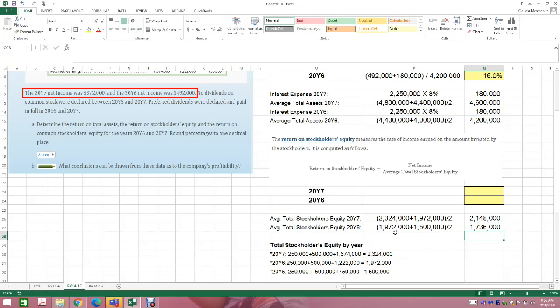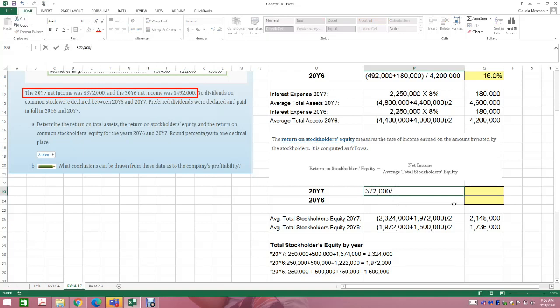Okay, so now I calculated my average total stockholders equity. Remember, when we're calculating an average, we take our current year plus our prior year divided by 2, of whatever component it is that we're getting our average for. Now that we have this calculated, we can do our actual return on stockholders equity calculation. That's going to be my net income, which in this case was 372,000 for 20Y7.